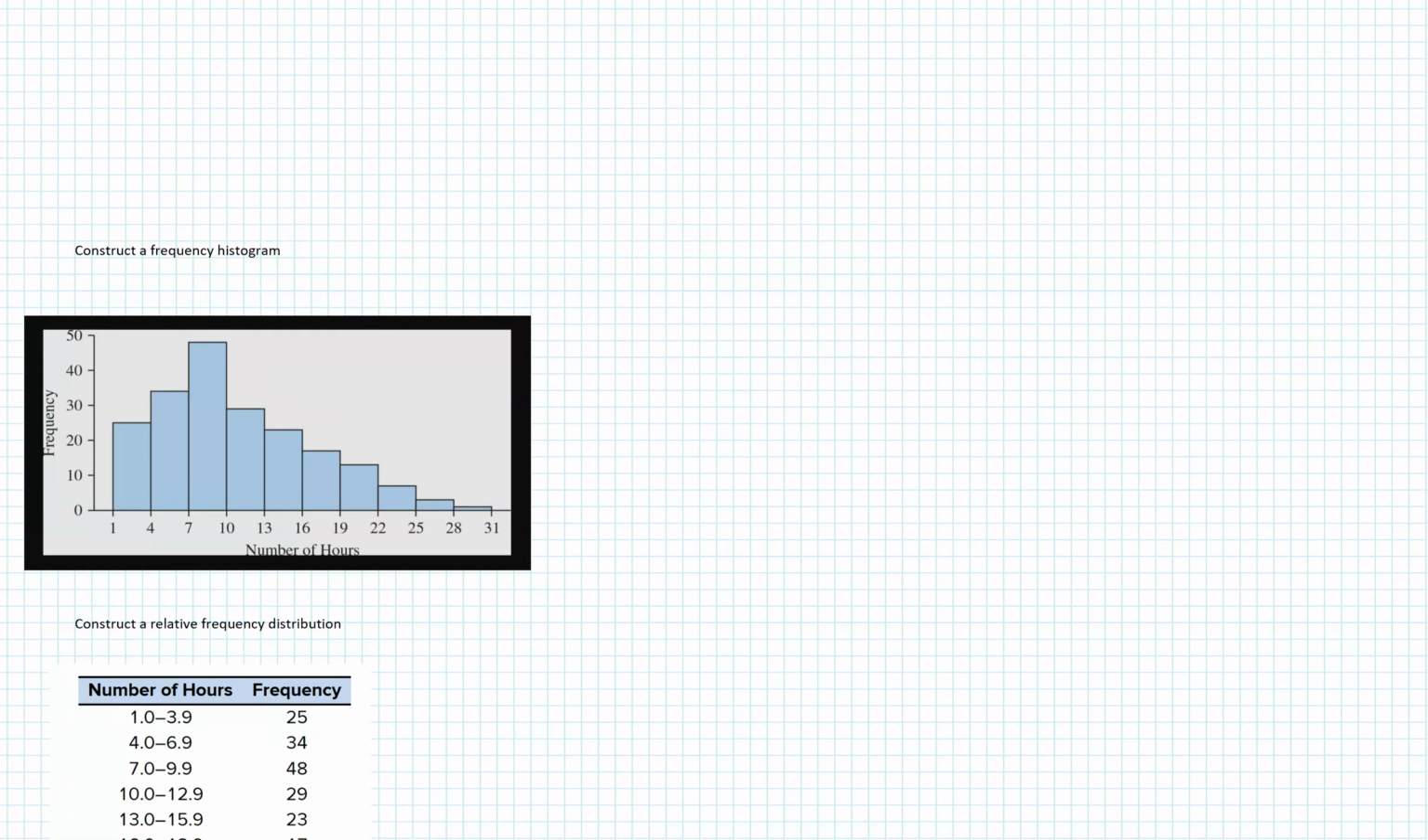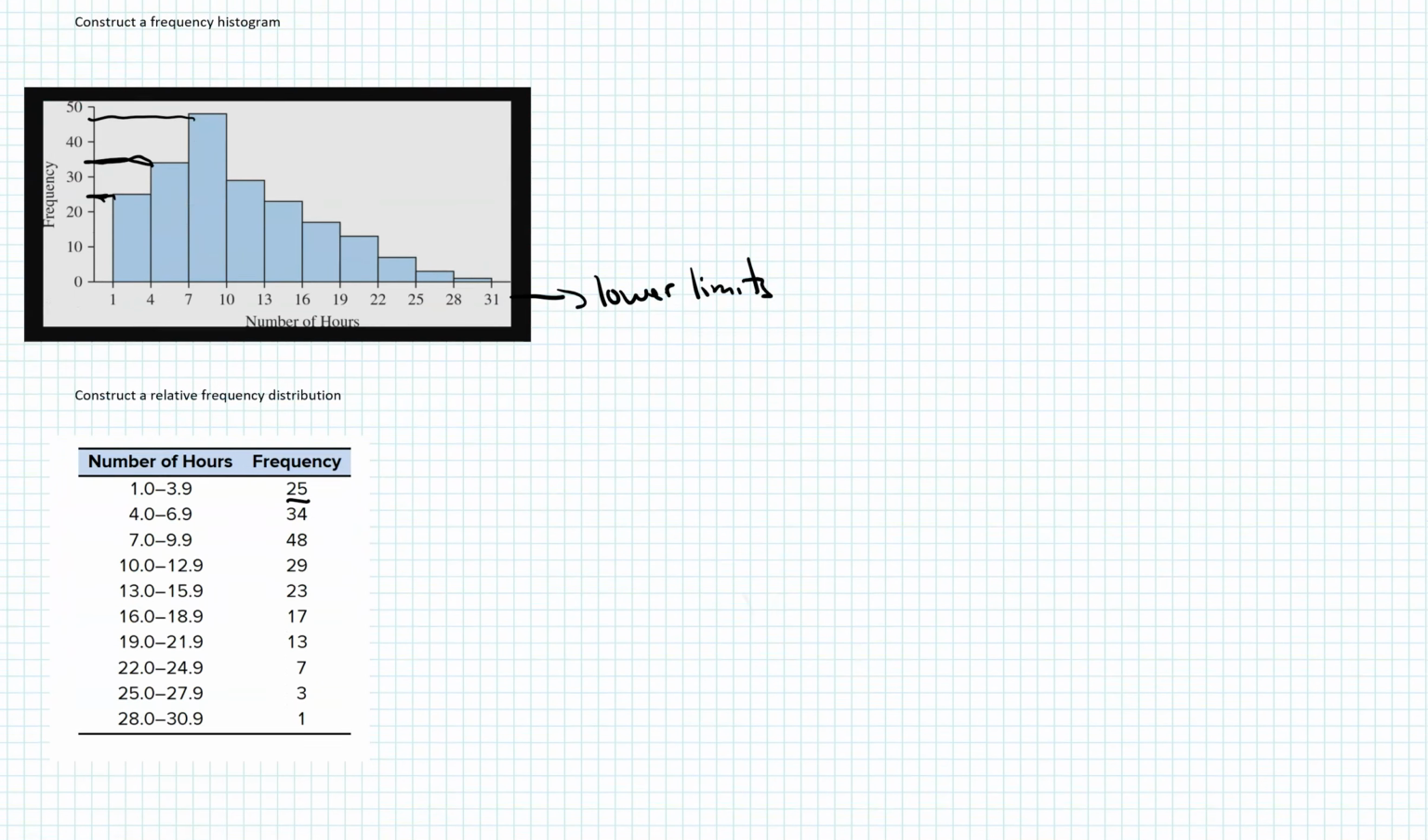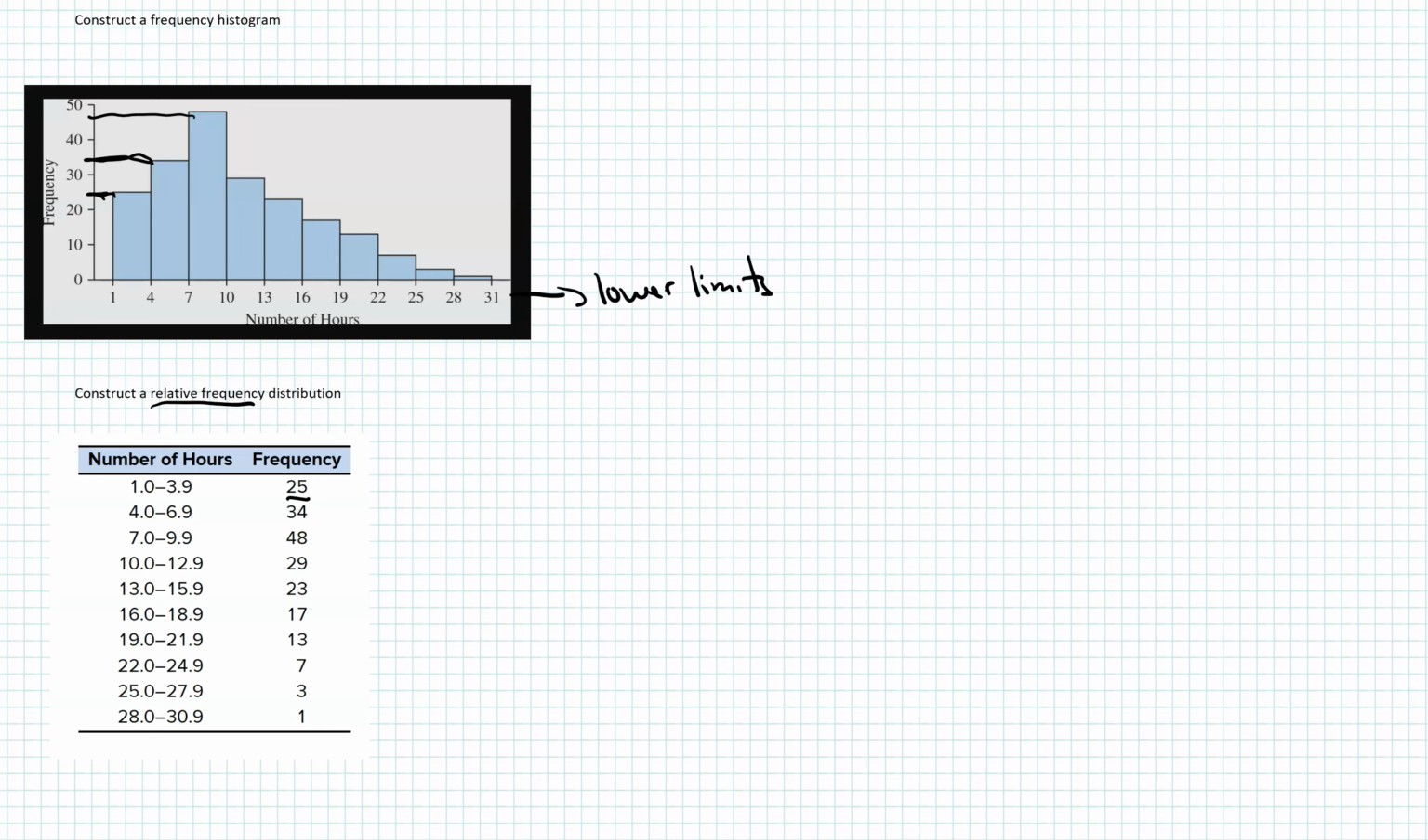Here is a frequency histogram. These are the lower limits. As you can see here, 1, 4, 7, 10, etc. And this is the frequency, 25, 34, 48, etc. So for the first one, it's 25, so that's where this is. The second one is 34, 48, okay, etc. Now I want to find relative frequency.